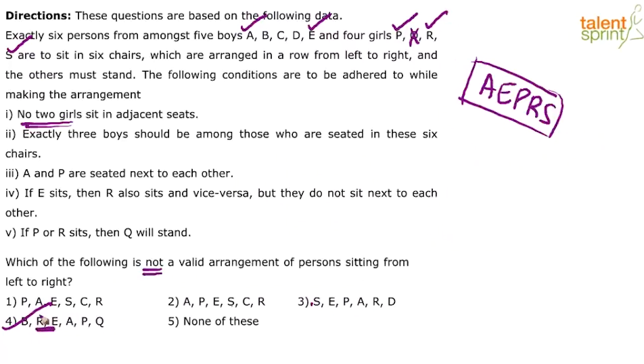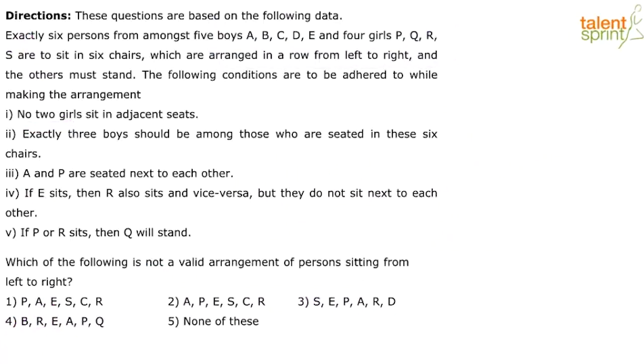And moreover, you see, option number 4 violates one more condition. R and E cannot be together. We know that they do not sit next to each other. In option number 4, R and E are also together. So even if you have not understood this part, the 5-person group, you could eliminate option 4 based on condition number 4, that R and E will not be sitting together. So option 4 is the answer. Let's go to the next question.